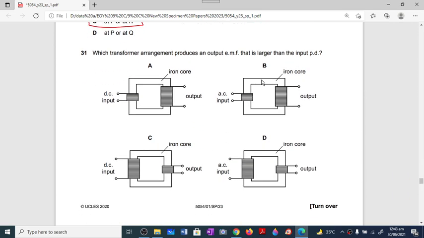Now 31, a straightforward question. Which diagram will represent the largest output as compared to the input? Now remember one thing, the transformer never works on DC input. There should be change in magnetic flux. So this transformer is the step up transformer, so this is the correct option which we are looking for, while the other transformer is the step down transformer.